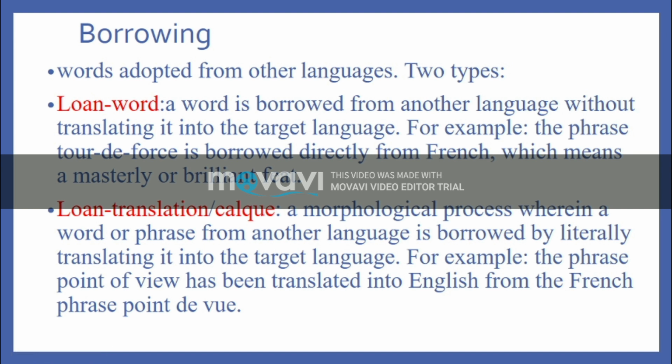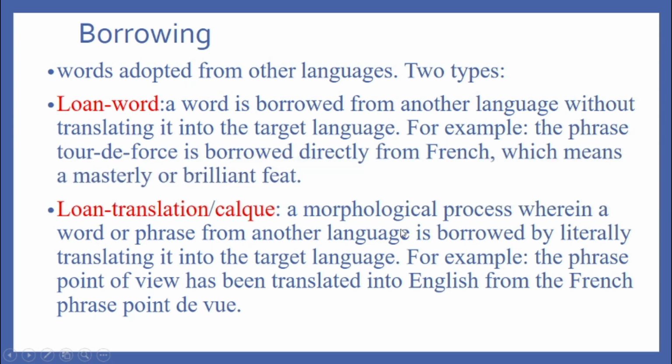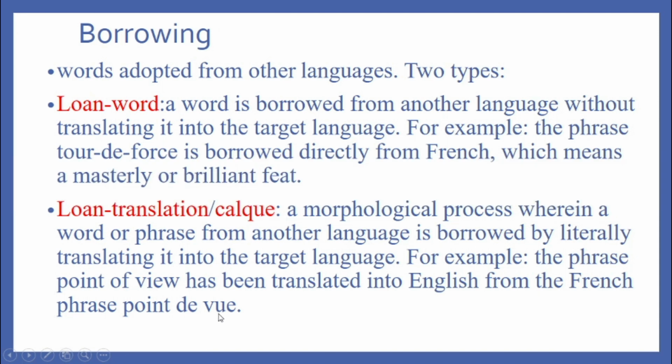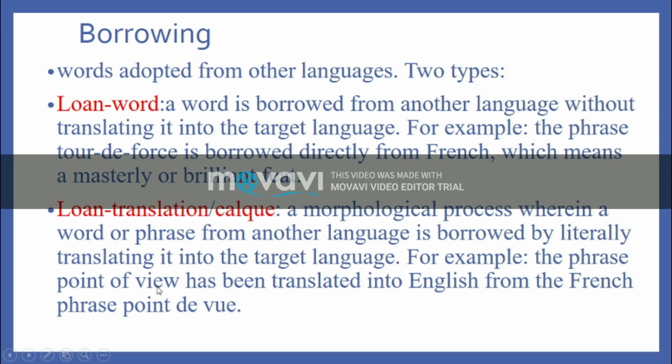you use the same word in English without translating it. But sometimes you can change the word, or you can use the translated version of the word, which is called loan translation or calquing. It is a morphological process wherein a word or phrase from another language is borrowed by literally translating it into the target language. For example, the phrase point of view has been translated into English from the French phrase point de vue. So here, these three words have been literally translated into English as point of view, and English has used point of view as a literal translation of the French phrase point de vue.